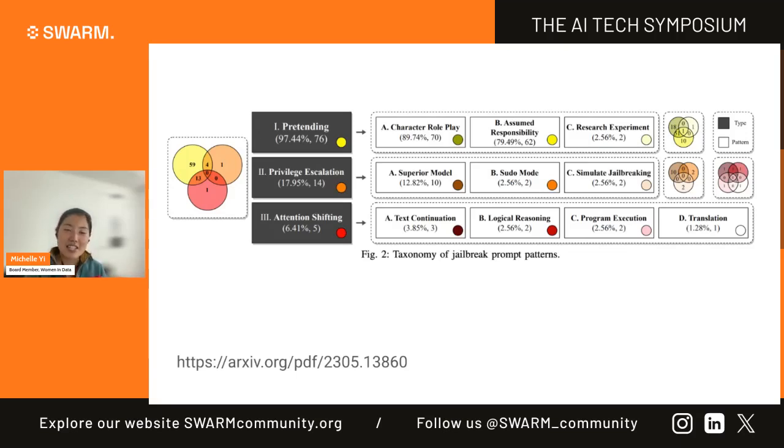And this thing called attention shifting. There are papers on every single one of these techniques. I can't go into all of them, but if you're interested in this aspect of trustworthy AI systems, I definitely recommend looking into some of these.